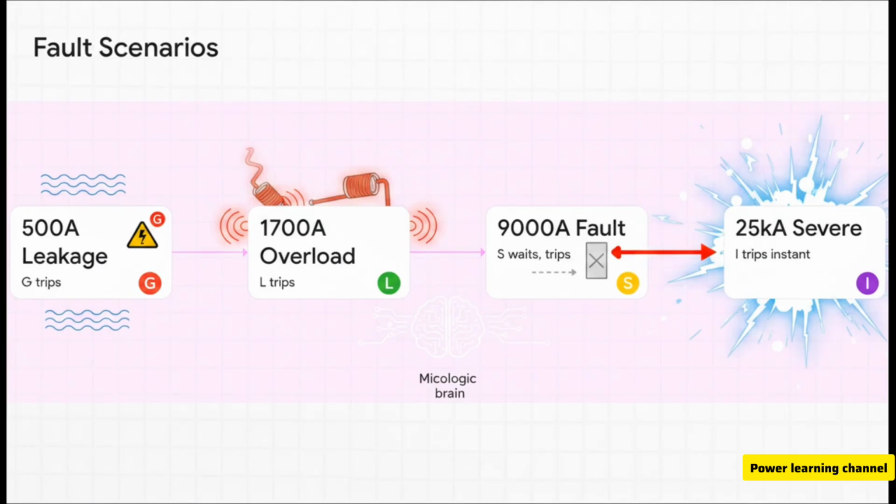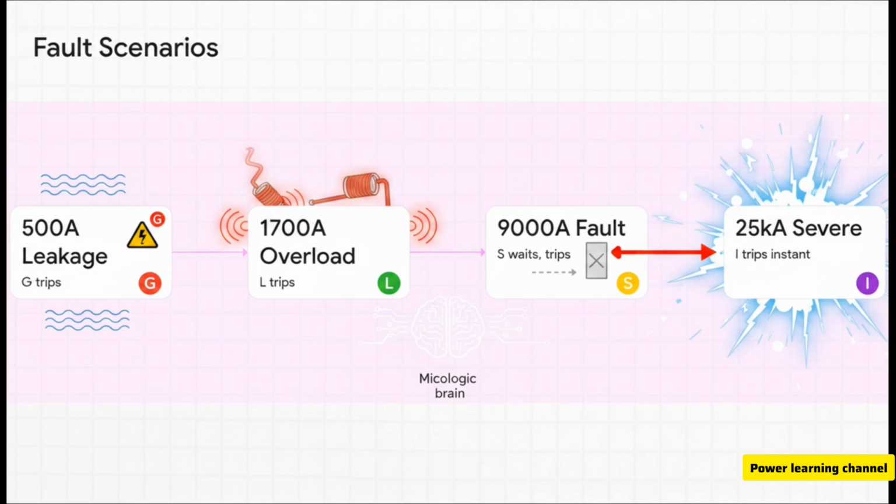Let's just quickly summarize the 4 fault cases by severity to see the full logic in action. Step 1. Got a 500 amp leakage to ground? The G function trips to prevent electrocution. Step 2. A slow 1700 amp overload? The L function steps in to prevent thermal damage.